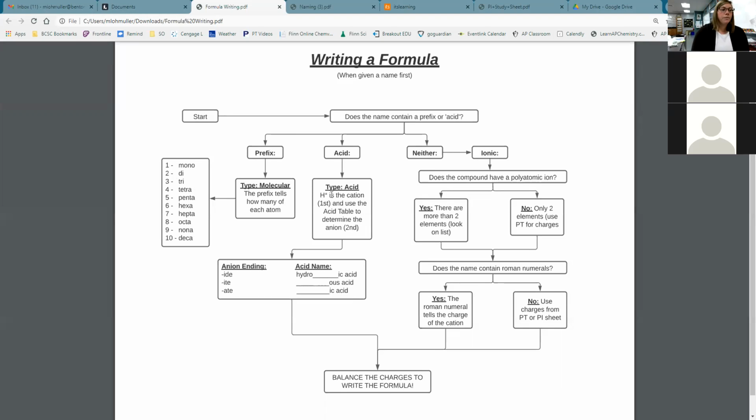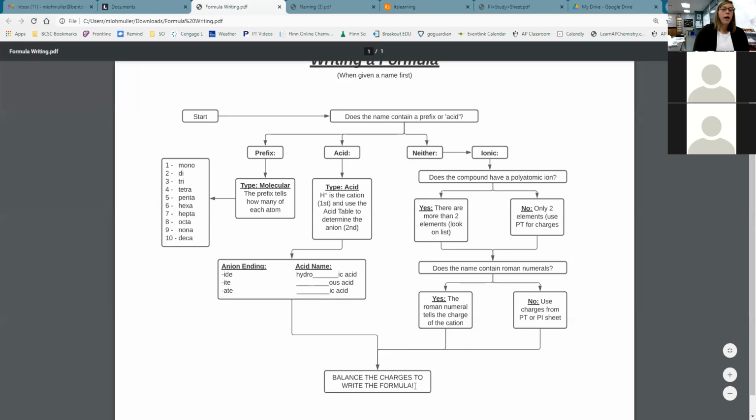So to write the compound, the H plus is the cation to start it. And then for the name from the acid, we use this table to determine what the anion is, because once you know what the anion is based on this, you need to balance the charges to write the formula, okay? If it doesn't have a prefix and doesn't have the word acid, then that means it is an ionic compound. And with the ionic compound, eventually, yes, we do need to balance the charges, but we have to be careful about where those charges come from. So the next series of questions helps with that.